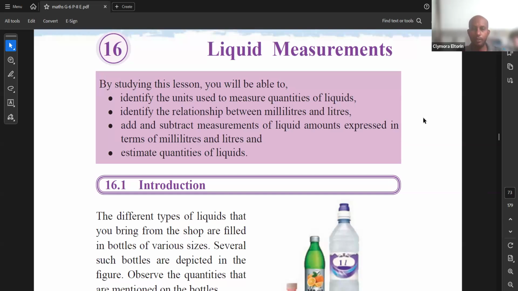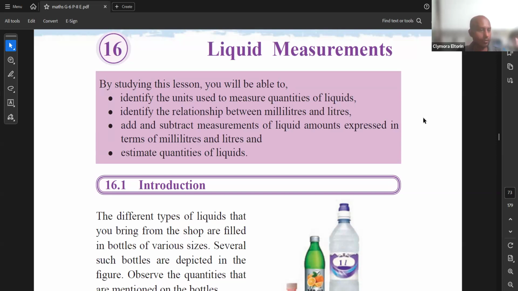Okay, welcome to the liquid measurement lesson for the grade 6 students. Today we are going to discuss liquid measurement, lesson number 16. I used to do this online, but here I'm going to do a recording for you. This is not a live session; this is a recording for you.